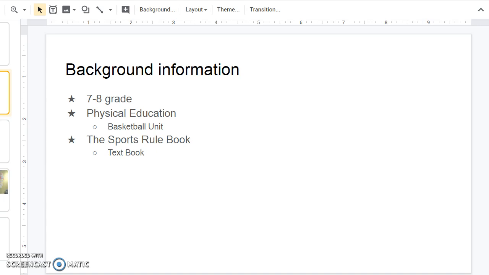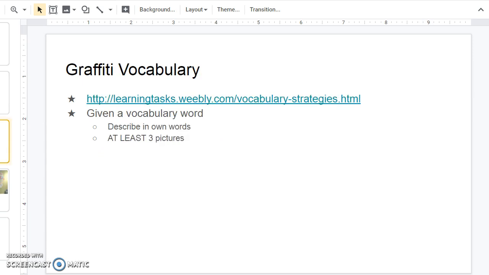My example is from the sports rule book, which is a textbook, and it's called Graffiti Vocabulary. I found it, I'm not gonna lie, I literally just Googled vocabulary strategies and clicked on the first link, and this is the link I got. There were at least 5 different strategies that I thought were pretty cool, but this one was probably my favorite one.